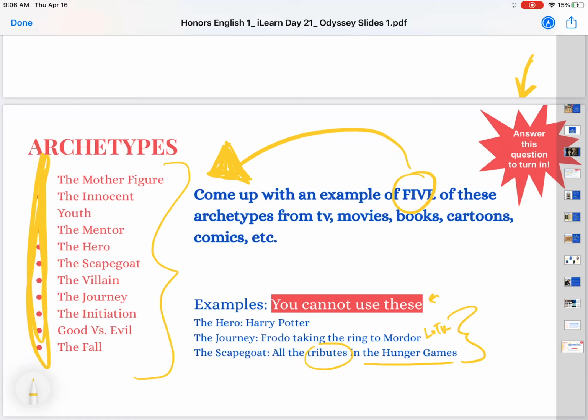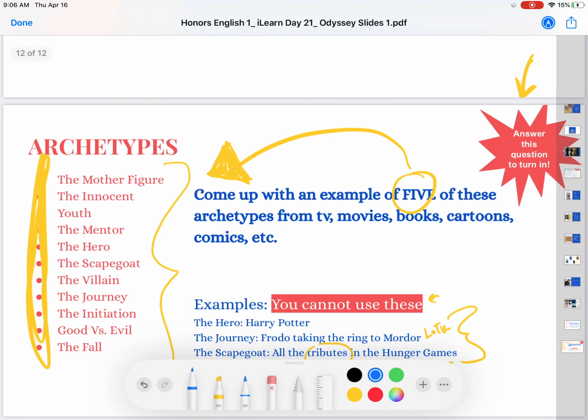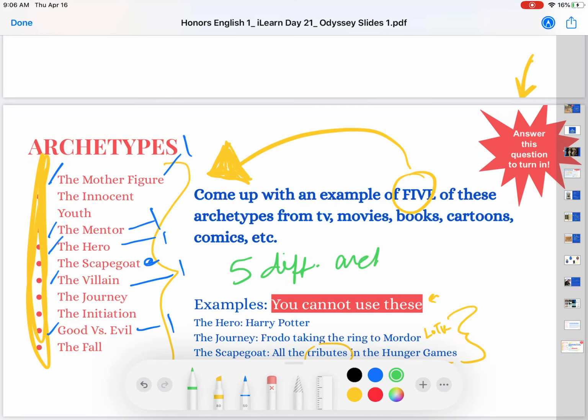Come up with one example for each of the 5. So if you pick the mother figure, the mentor, the hero, the villain, and good versus evil, you're going to come up with one example for each, okay? So one of this one, one of this one, one of this one, one of this one, and one of this one. Okay, not 5 of each. But you're going to pick 5 different archetypes. One example each. Okay?